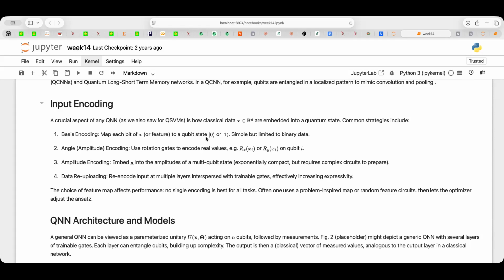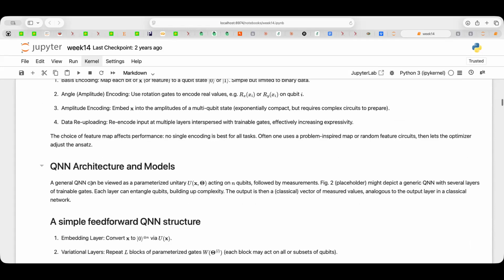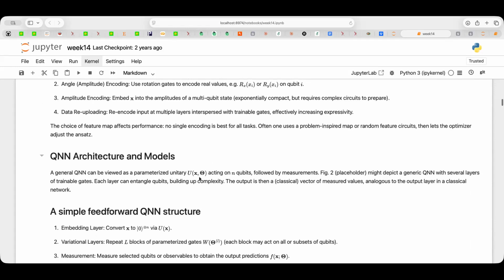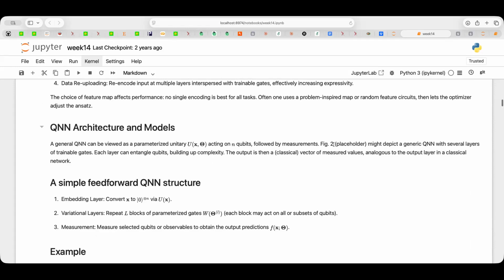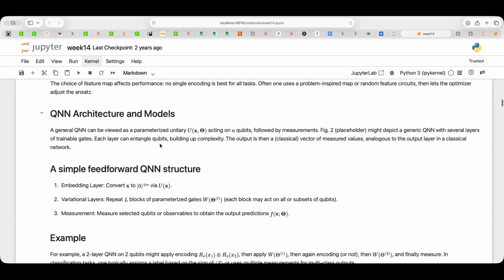So when you've done that, then you can think of a general QNN as a parameterized unitary acting on n qubits, followed by measurements. There's a figure 2 actually, which I don't have here, but which you see in the PDF file. You will find in the PDF file a generic QNN with several layers of trainable gates. And each layer can entangle qubits, building up complexity.